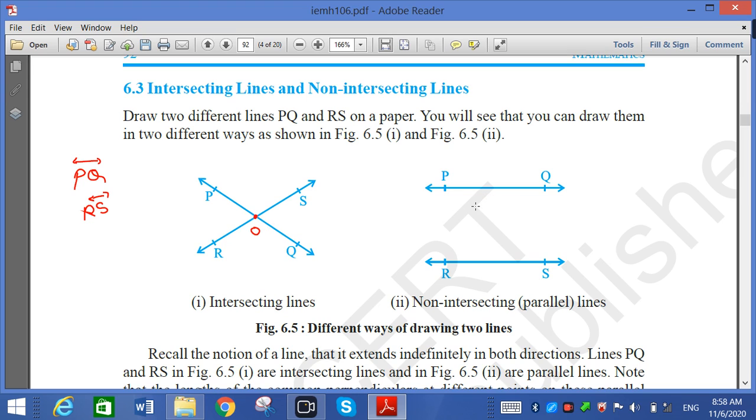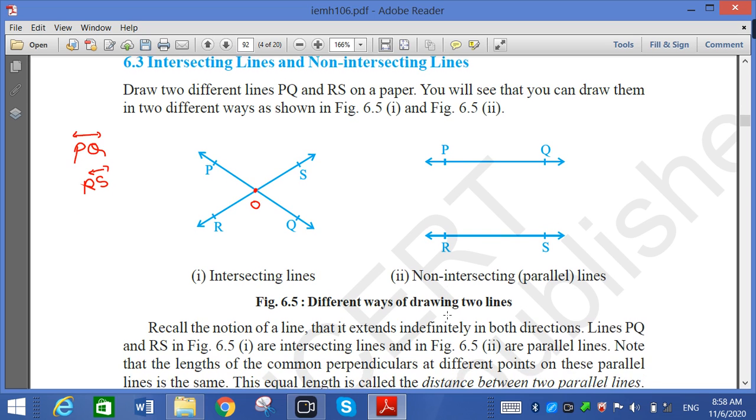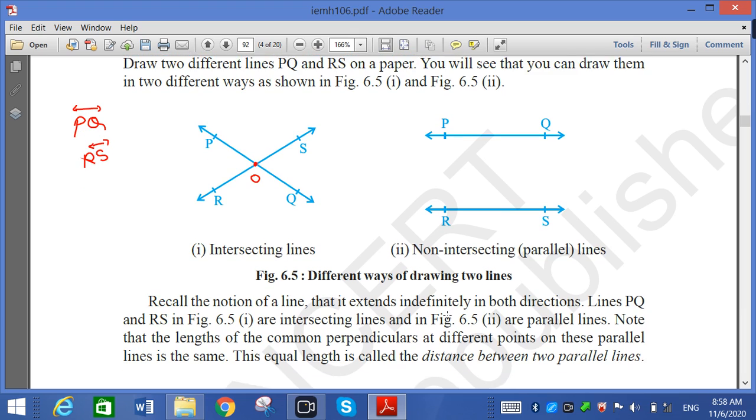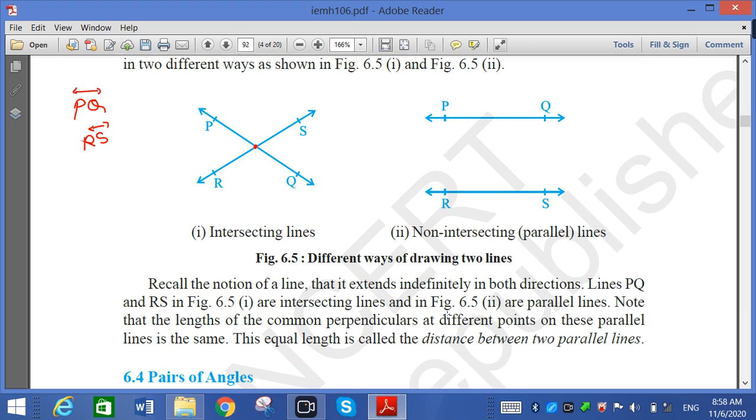Here the lines are called parallel. Why? Because they do not intersect, but the distance between these two lines is always the same, every time. So now the definition: two lines, one is called an intersecting line, another is called a parallel line, or we can say a non-intersecting line.